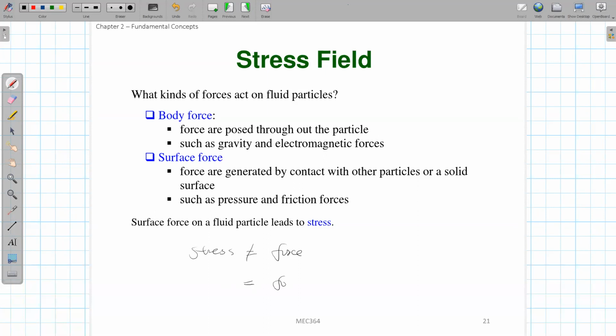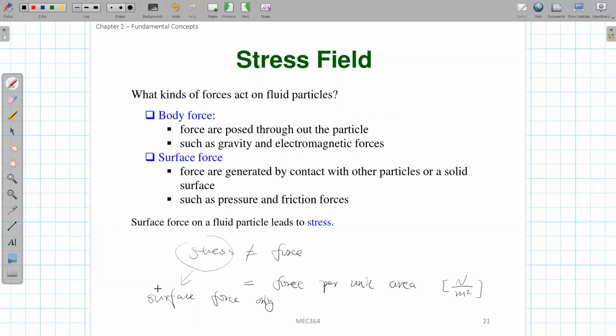Stress is force per unit area, so it is not a force. The unit is something like Newton per meter squared in SI. The second thing is that stress is only for surface force. When we talk about stress, we are only talking about the effect on the surface, caused by the surface force, not by the body force.